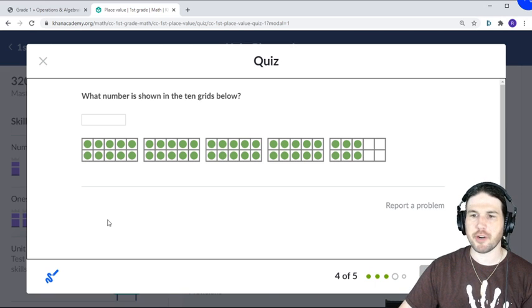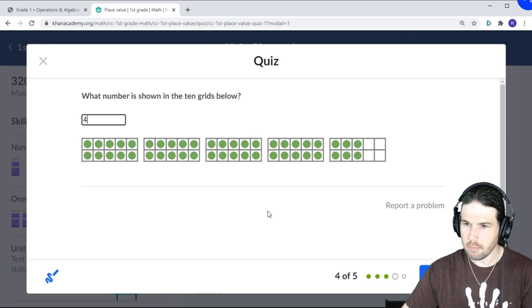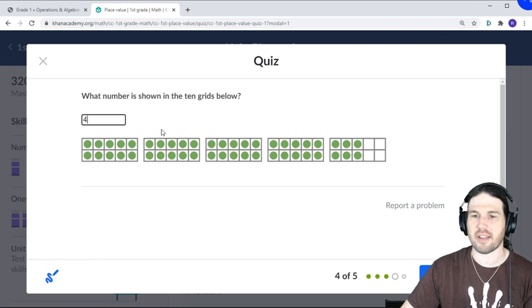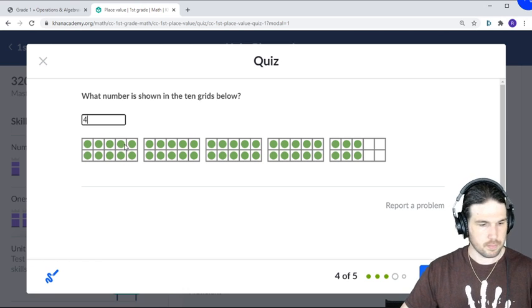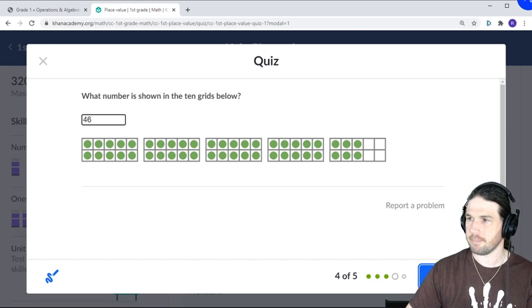Here we've got some 10 grids. I see 1, 2, 3, 4 full 10 grids, so that's 40. And in the last non-full 10 grid, I see 1, 2, 3, 4, 5, 6. So that's 46 total circles without having to count.